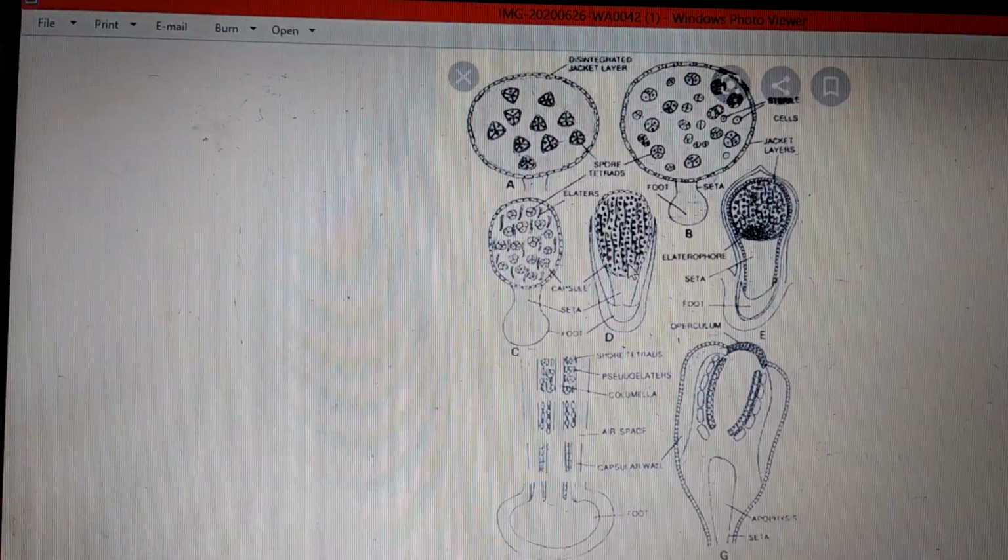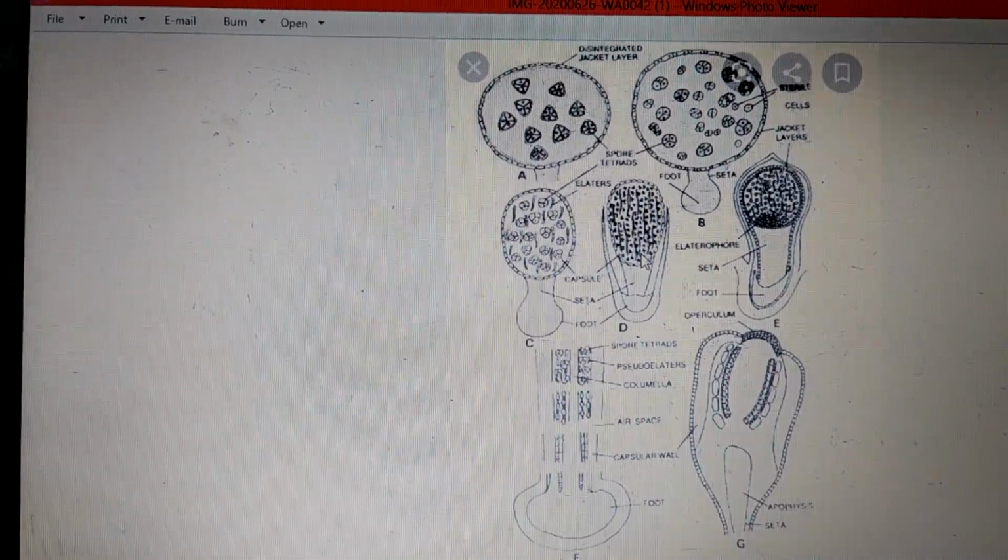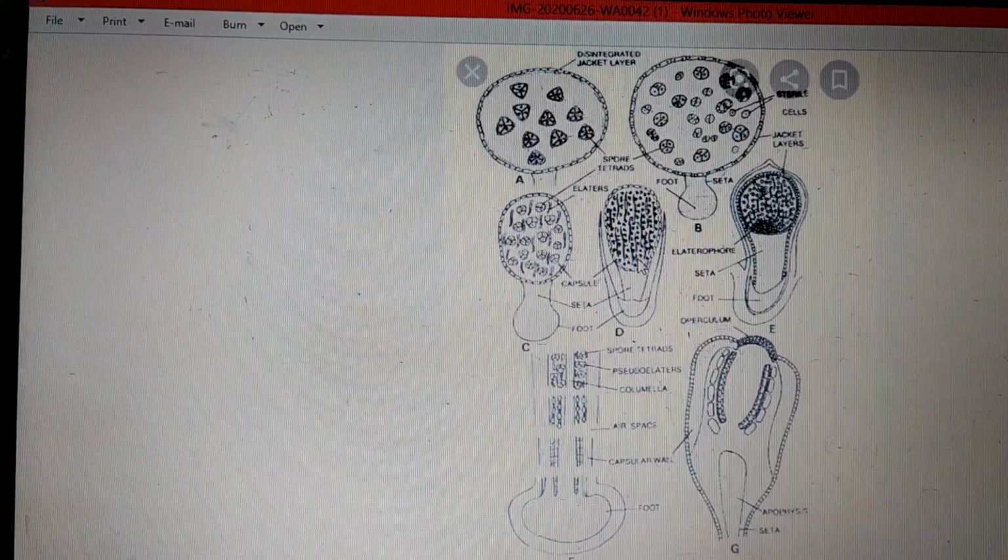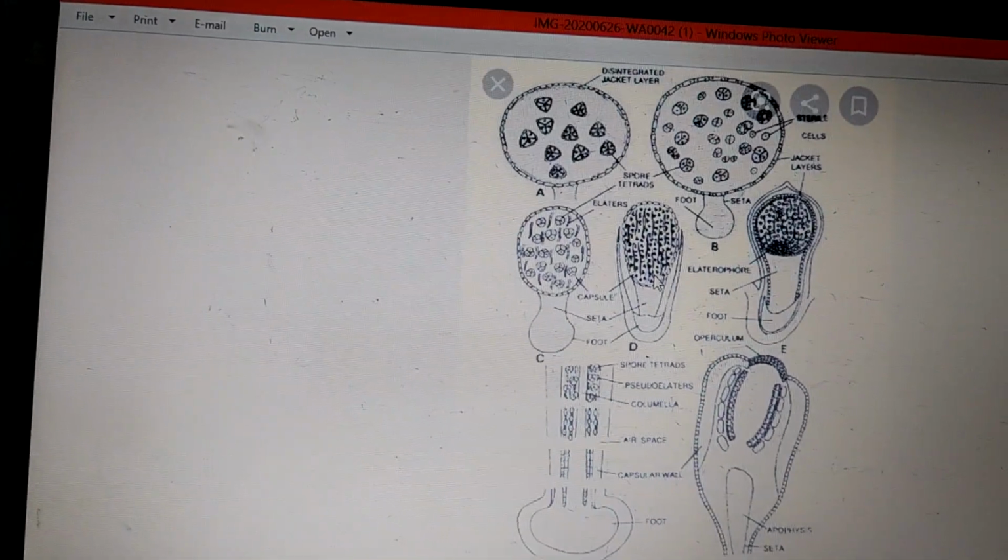So this was a detailed description regarding the sporophyte of Corsinia, for which the image is not available here. Thank you.